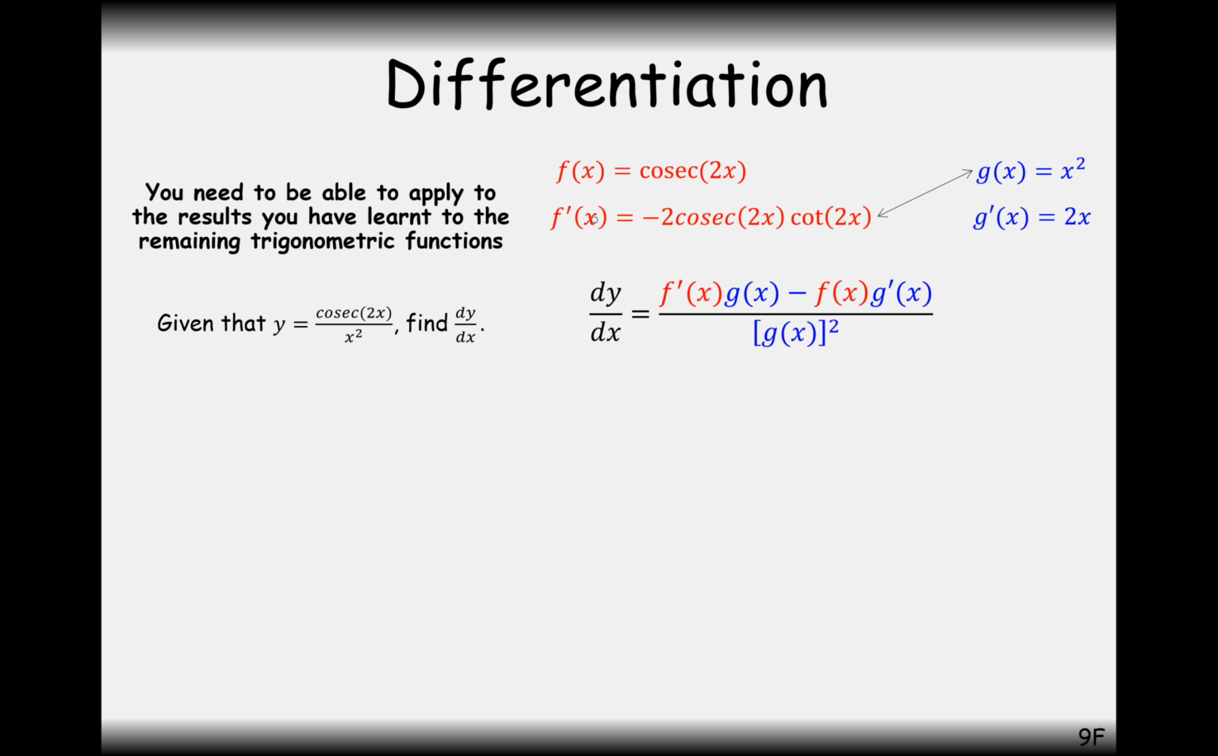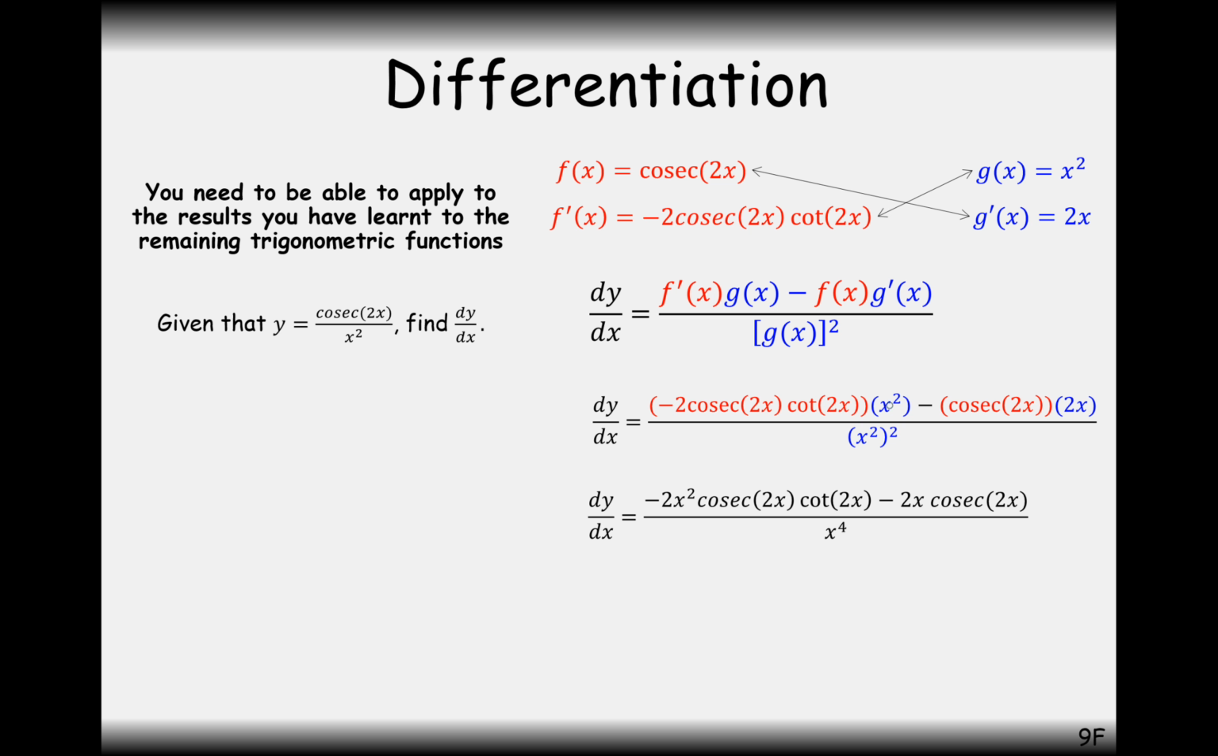So remember, it's the derivative of f times the g function on the top first, and then it's the other way around second. So in this case, it's going to be a lot of algebra for us to simplify here. Minus 2 cosec 2x cot 2x brackets x squared minus cosec 2x brackets 2x. And then on the bottom it's the g of x function squared, that's x squared squared. And simplifying all of this, let's just move the x squared to the front. It's going to be minus 2x squared cosec 2x cot 2x minus 2x cosec 2x. What I might do possibly is cancel out one of the x's from the top and the bottom here.